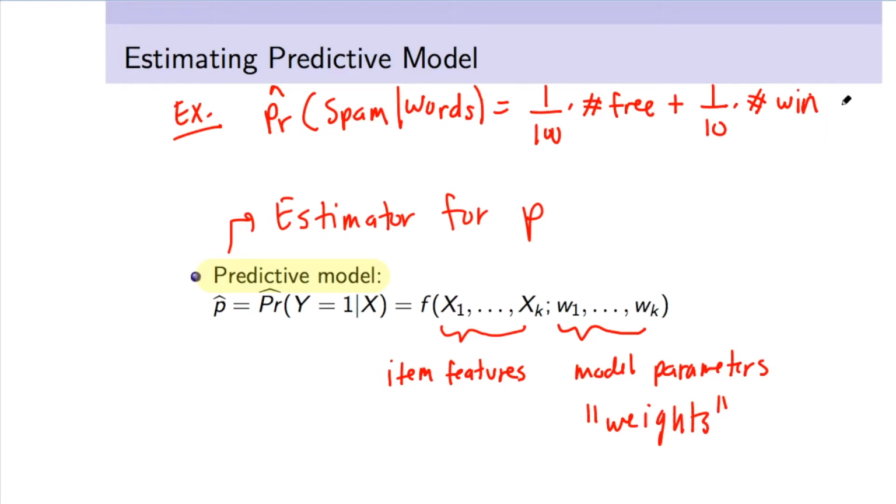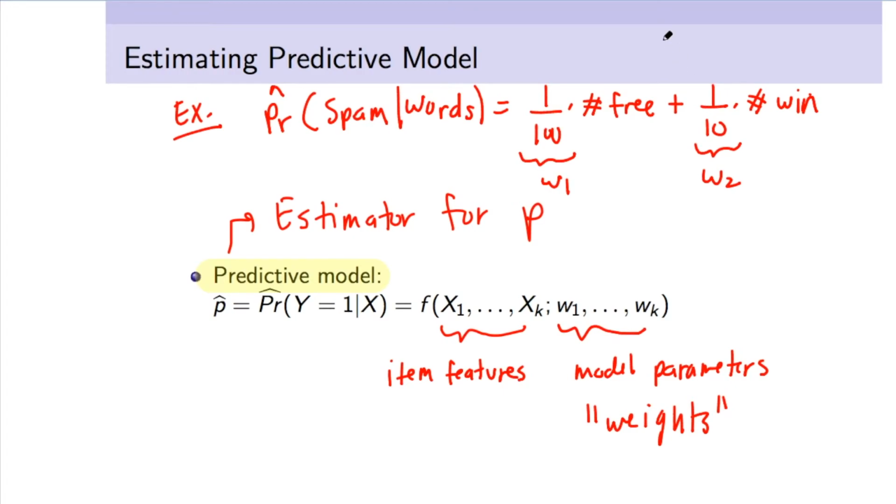Just note that I'm making this model up on the spot. It might not be a very good predictive model, but essentially what the model is saying is that the probability that a given email is spam is equal to 1 over 100 times the number of times "free" appears in the email plus 1 over 10 times the number of times the word "when" appears in the email. Here, 1 over 100 would be w1, the first weight, and 1 over 10 would be the second weight.